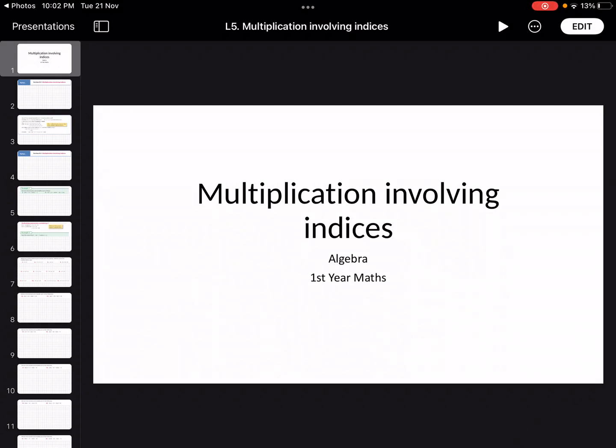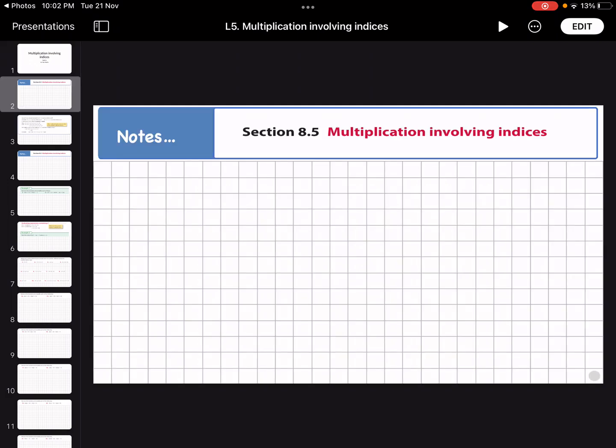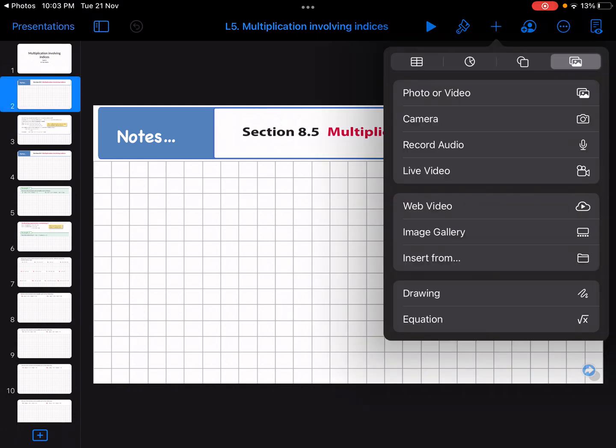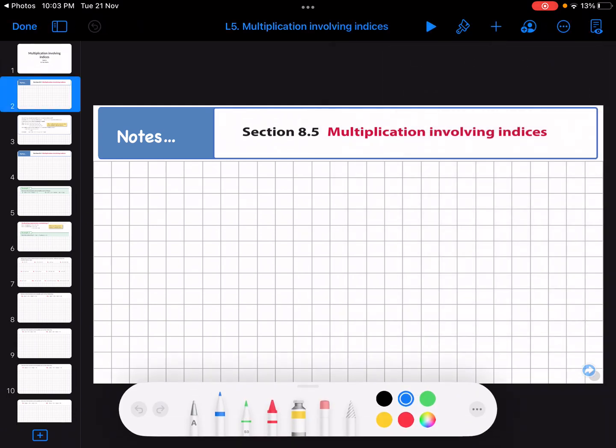Hi everyone, for this video we're going to be looking at multiplying involving indices. This is part of algebra in first year maths. Just a little reminder of some things that we've already looked at.